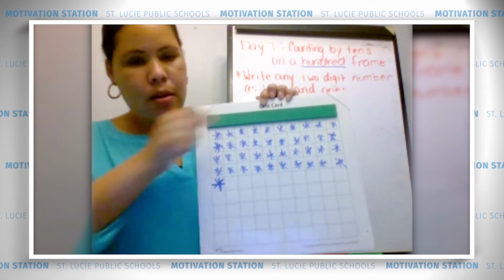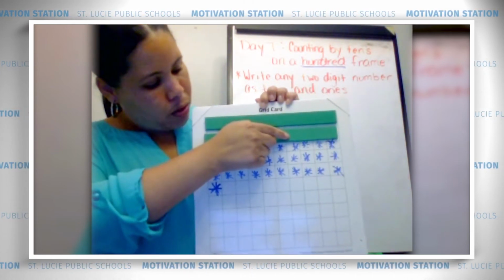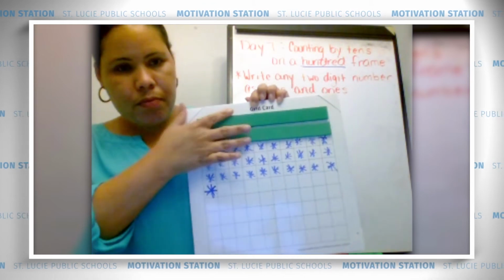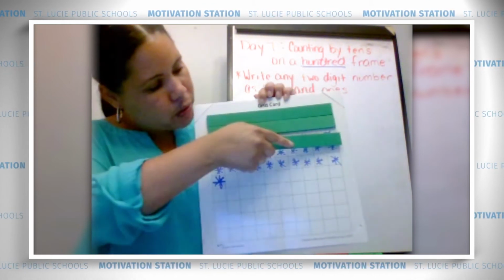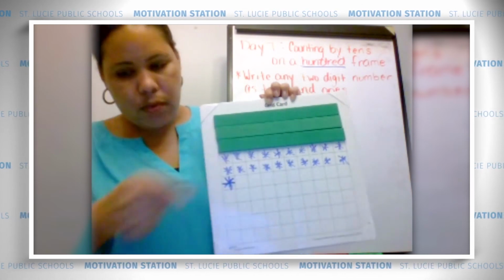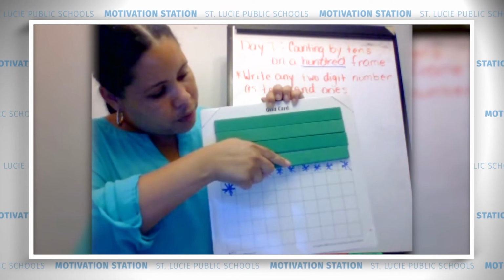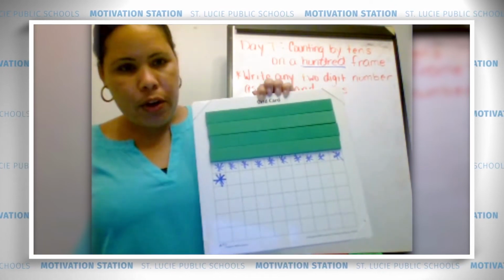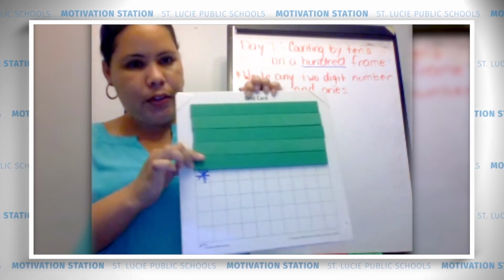1 row of 10 makes 10. 2 rows of 10, 20. 3 rows of 10, 30. 4 rows of 10, 40. 5 rows of 10, 50.